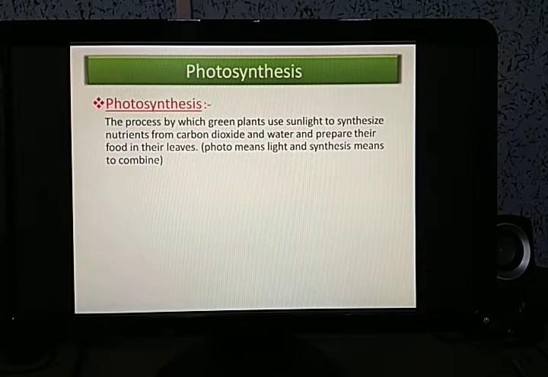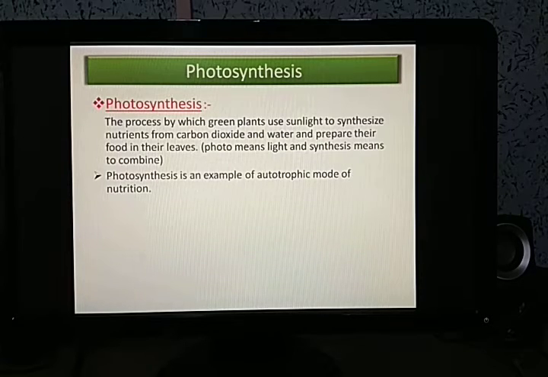So what is photosynthesis? The process by which green plants use sunlight to synthesize nutrients from carbon dioxide and water and prepare their food in their leaves. This is called photosynthesis. Now photo means what? Light, and synthesis means to combine. Now which light are we discussing? We are discussing the sunlight. So now let us look point-wise.